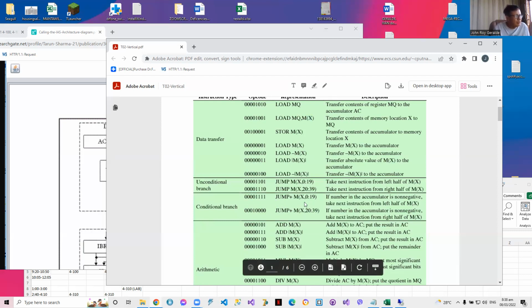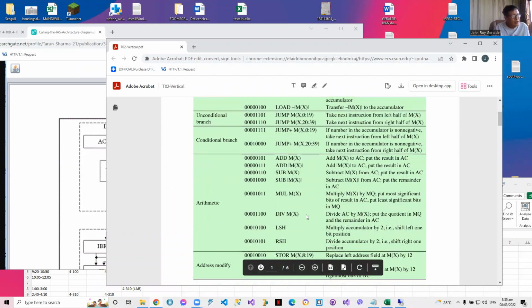Now there are two conditional jumps. This one is the jump to the left. This one is jump to the right. Okay. We will have an example of that later.